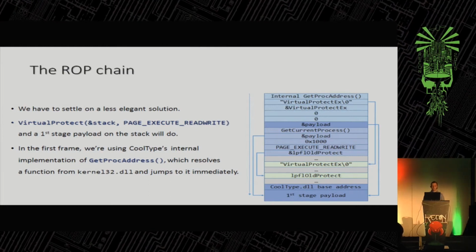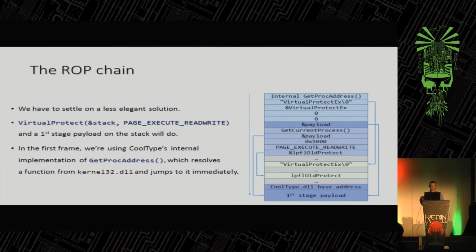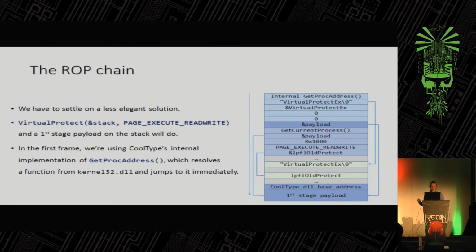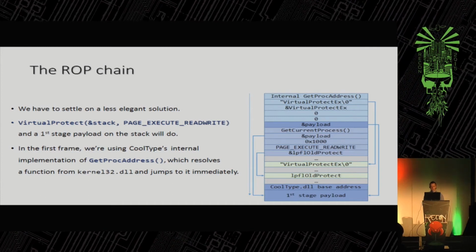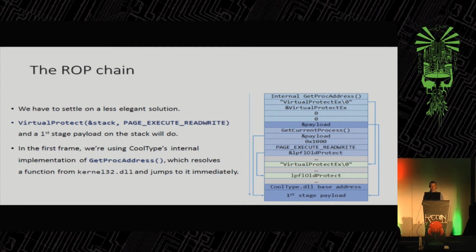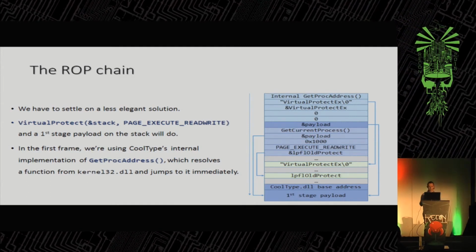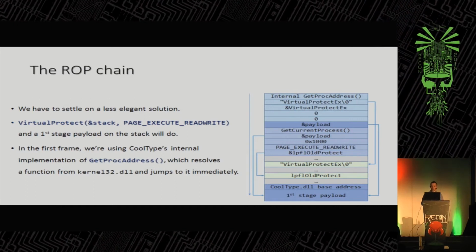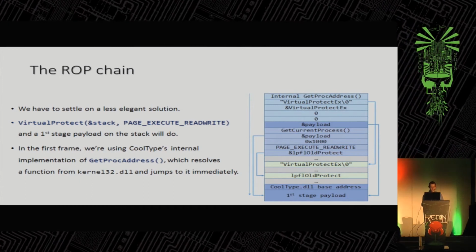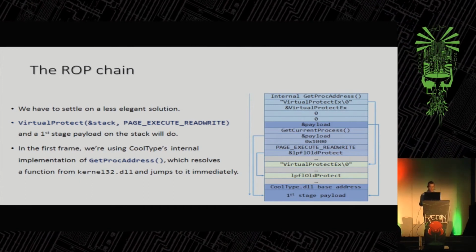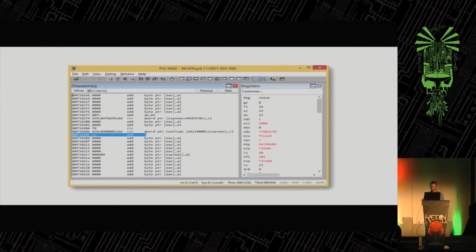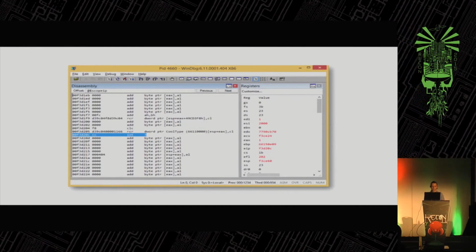So we would like basically to call VirtualProtect over the stack in order to make it readable, writable, and executable. And then also put the first stage payload there. And that's it, and then have it executed. The first frame of the ROP is just CoolType's internal implementation of GetProcAddress, which takes a value of a function inside of kernel32, and then just jumps to it directly. So it's pretty simple. It's just several dwords of the ROP, and you can see here in the debugger that it works. We have arbitrary code execution inside of Adobe Reader from the stack.